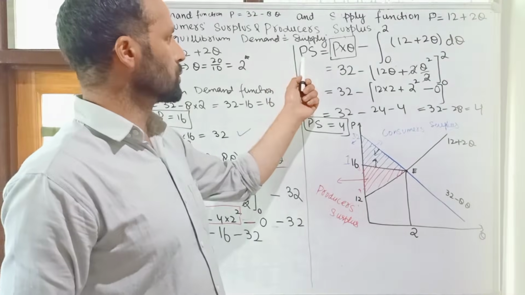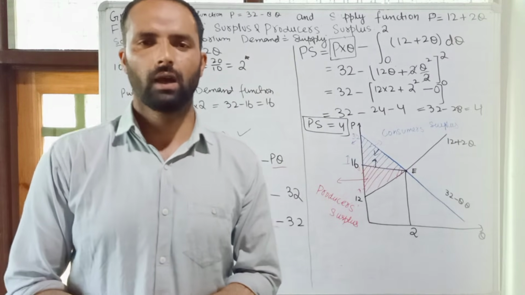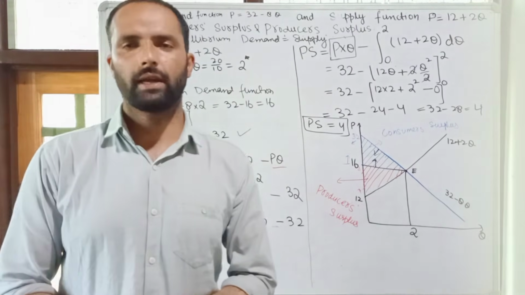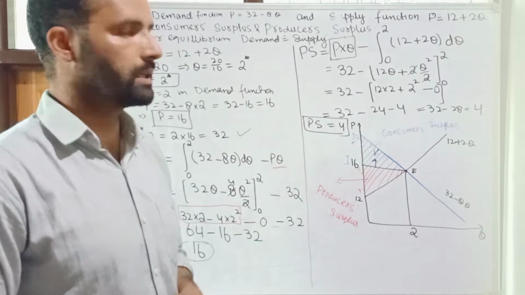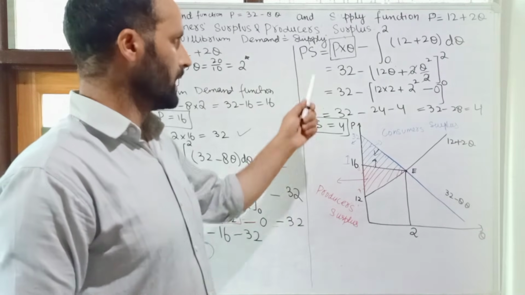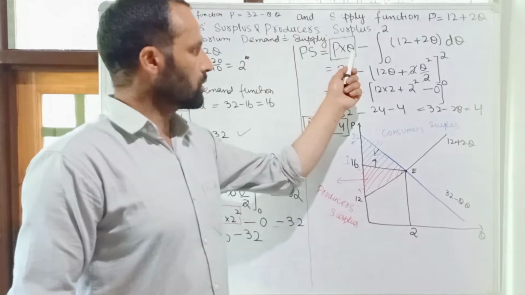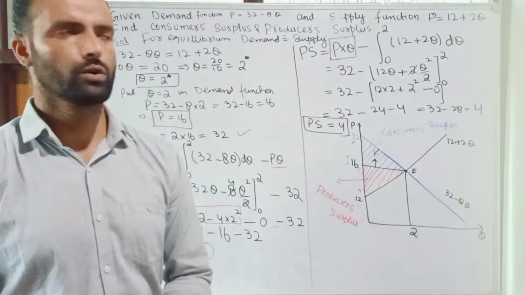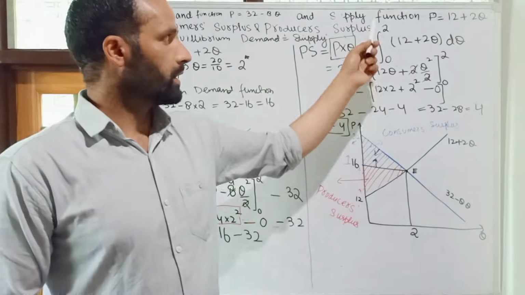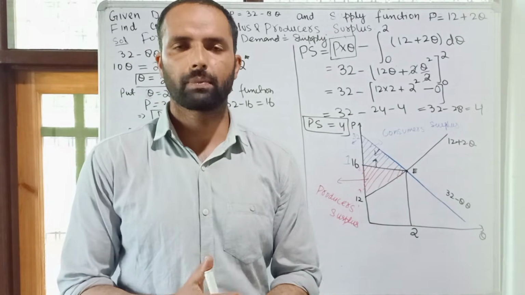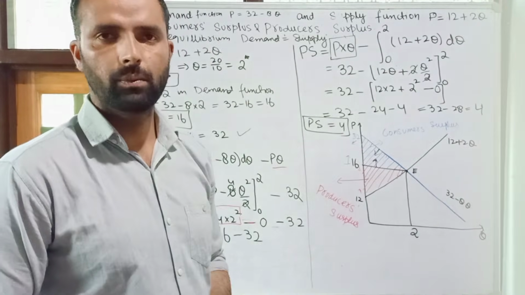Now producer surplus is given by the difference between the price producers are willing and able to supply a good for and the price they actually receive. Here P into Q represents the price producers are willing and able to supply a good for, minus this definite integral of the supply function, which represents the price that the producers actually receive. The difference between these two gives us the producer surplus.